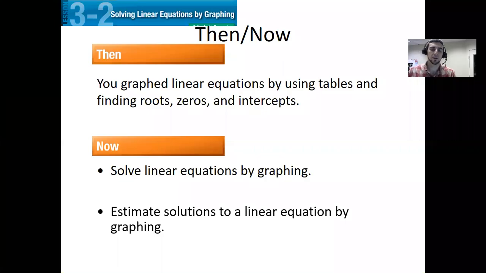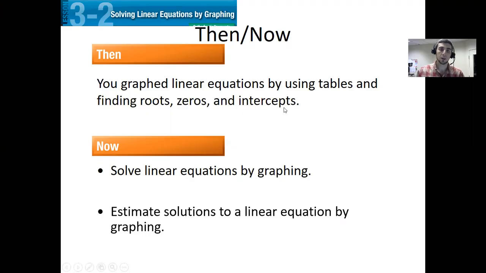All right, mathematicians, we are back with section 2 of chapter 3, solving linear equations by graphing. Previously you graphed linear equations by using tables and finding roots, zeros, and intercepts. Now we're going to solve linear equations by graphing. And then in the second video of this section, we're going to estimate solutions to a linear equation by graphing.